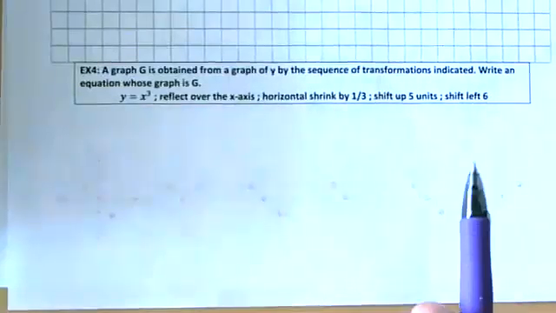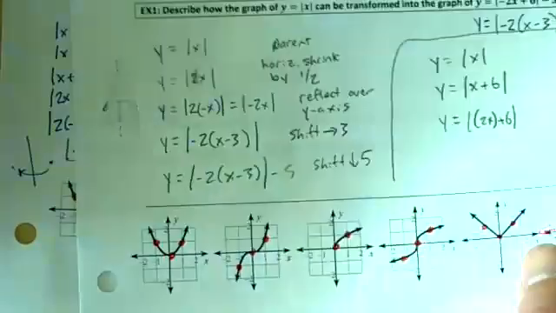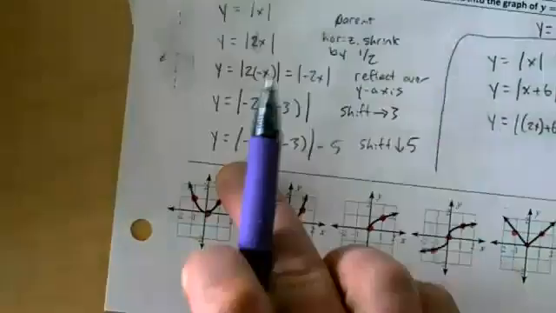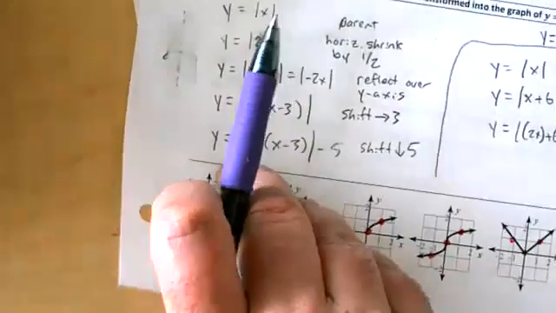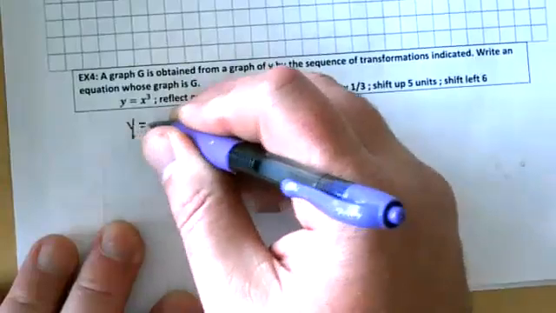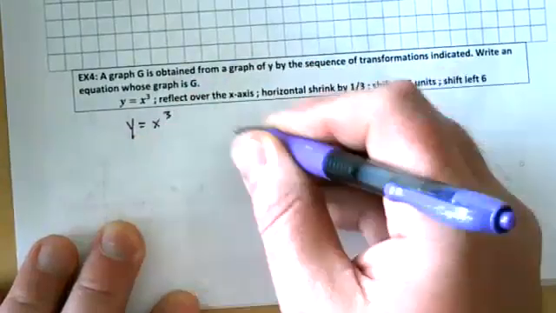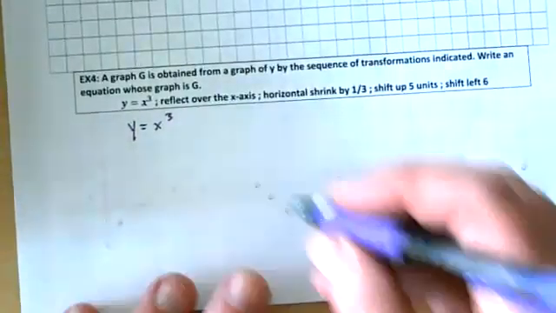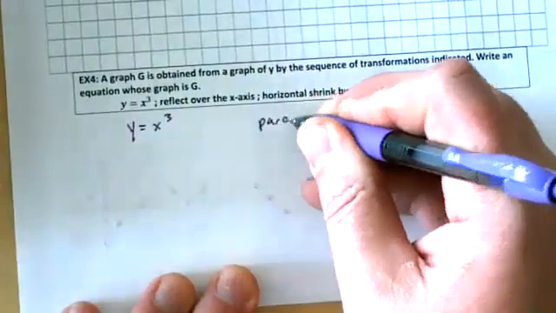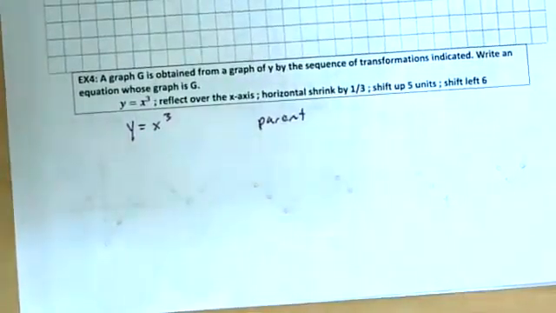They're basically saying, do what we did over here, except they're giving you this and you're coming up with the equations instead of the other way around. Okay. So we're just going to start with y equals x to the third. And we'll just write down the steps to the right of it. This is our parent function. And then we're going to do all the steps that they tell us to do.